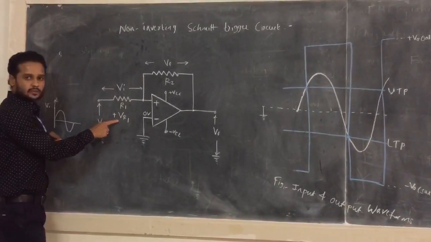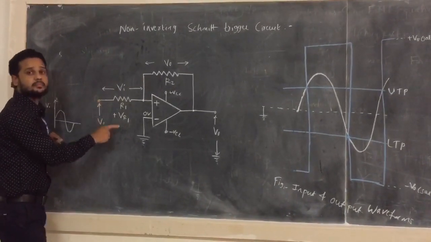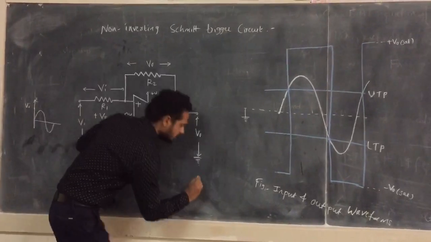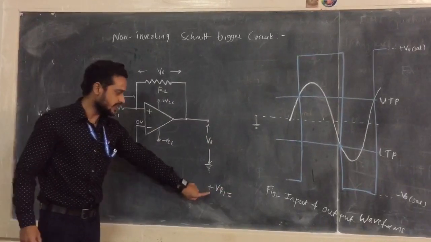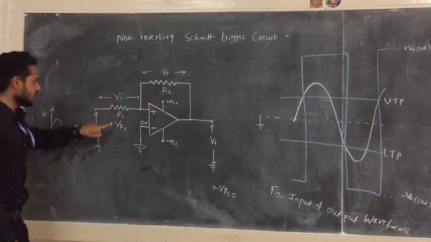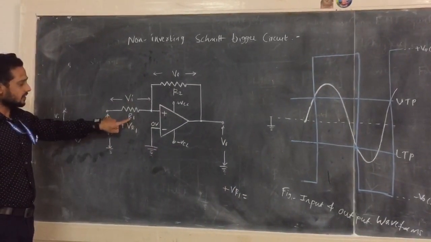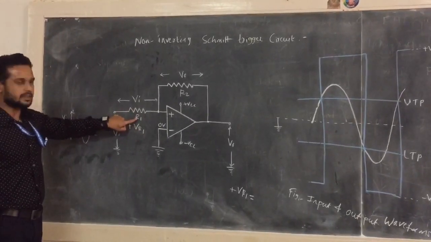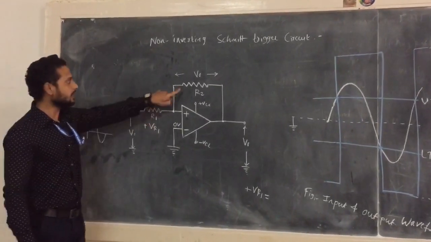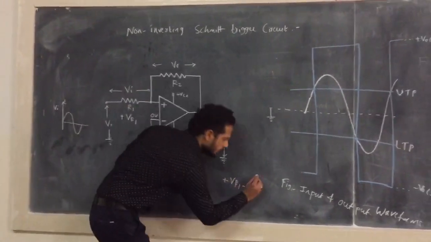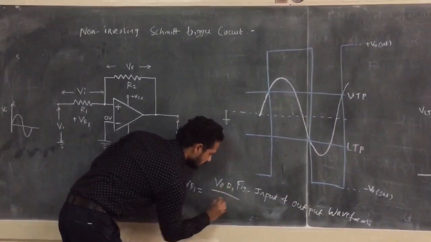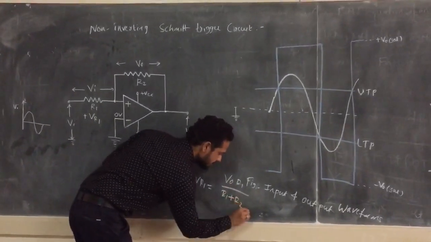Now first let us calculate the triggering voltages here, which is compulsory. The value of the upper triggering point is written as plus VR1. We can calculate the voltage across resistance R1 by applying the voltage divider rule. That will be equal to V0 into R1 divided by R1 plus R2.